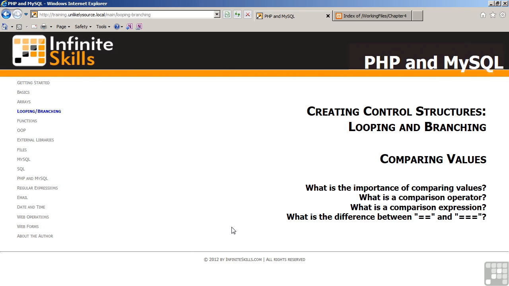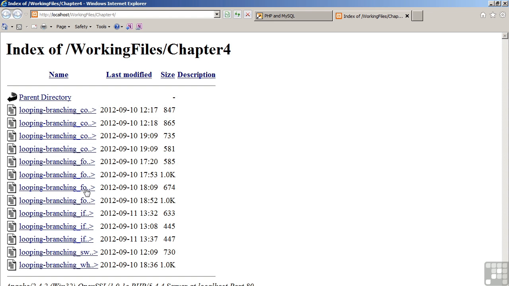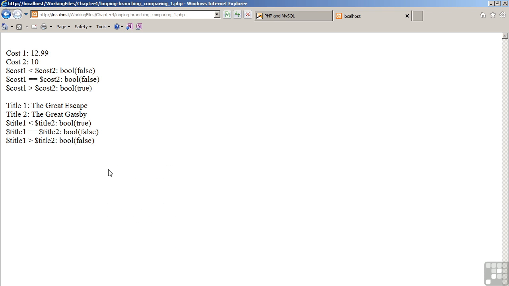Moving now to the browser, let's have a look at the result. So as you can see, we have three expressions that are being tested. The third one came back as true. The first two are false. Looking at the two titles, as you would expect, title 1 is considered less than title 2. It returns a Boolean true, the other Boolean false.